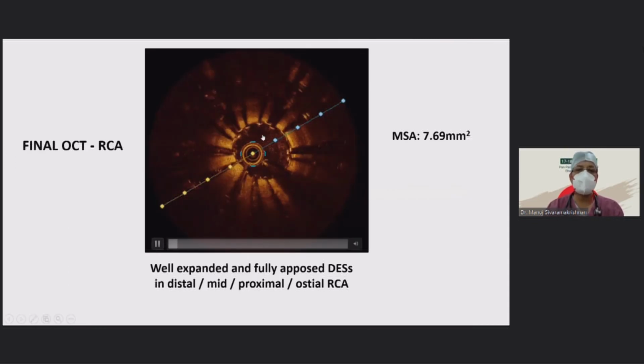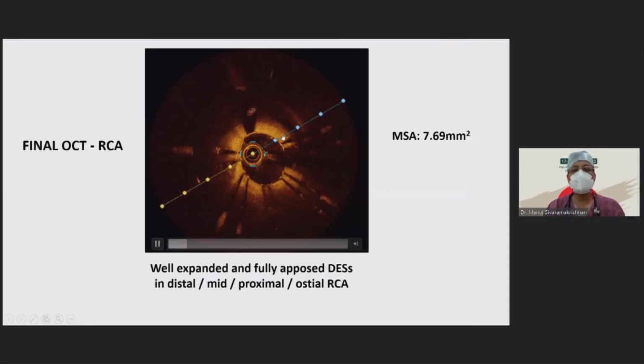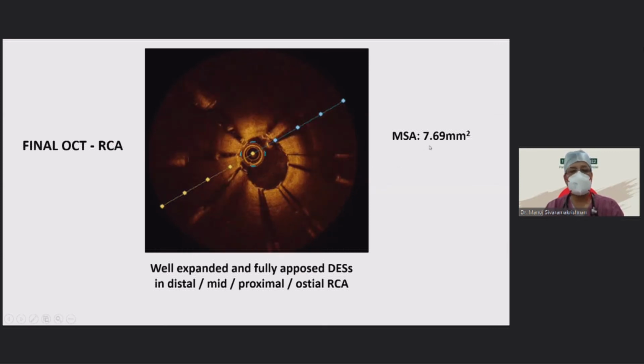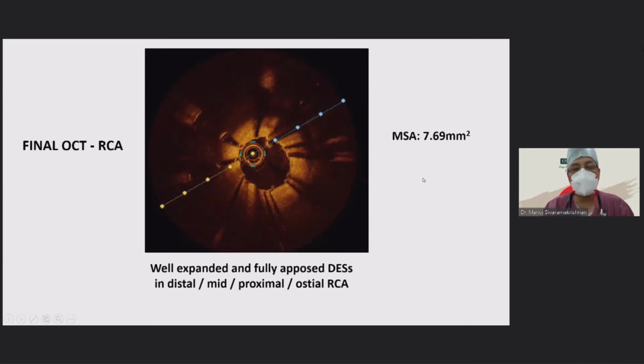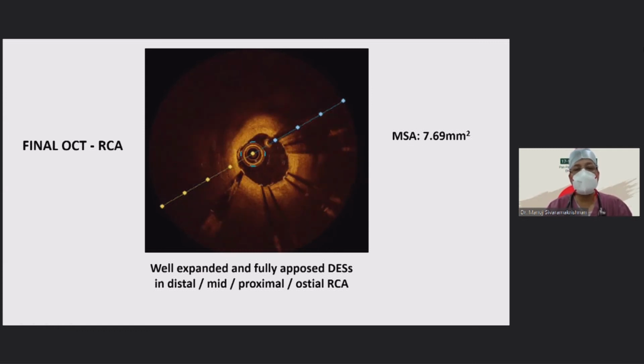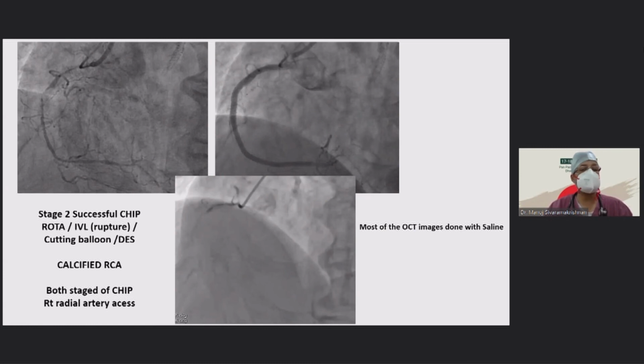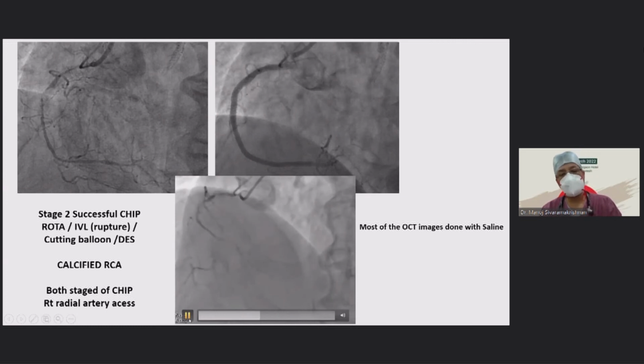These are the final images of the OCT of the RCA post stenting, which shows a well opposed stent and a stent luminal MSA of 7.69 square millimeters, a well expanded, well opposed stent in a complex lesion. So these are the images of what we started with in the right coronary artery and what appeared at the end of the procedure, a well reconstructed vessel from what appeared to be a non-revascularizable vessel.